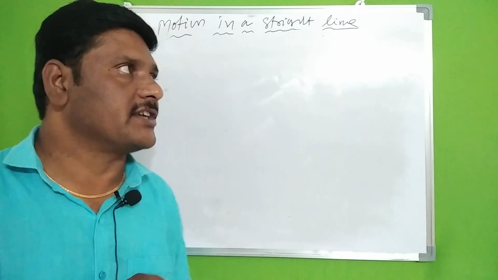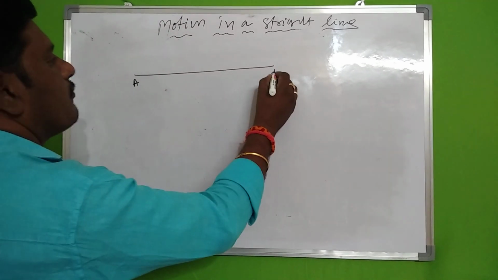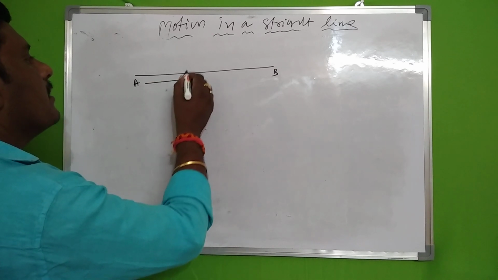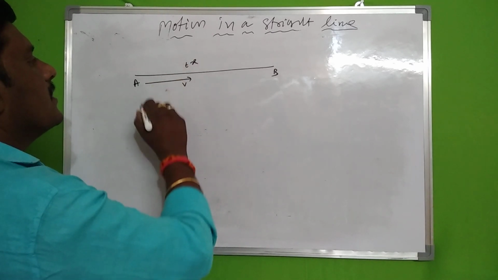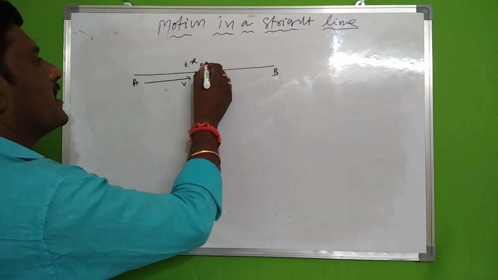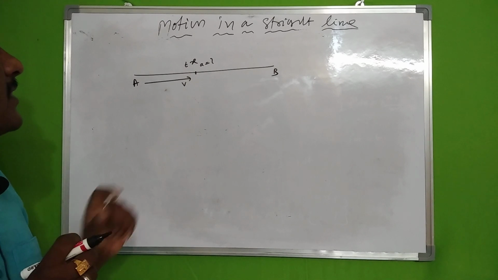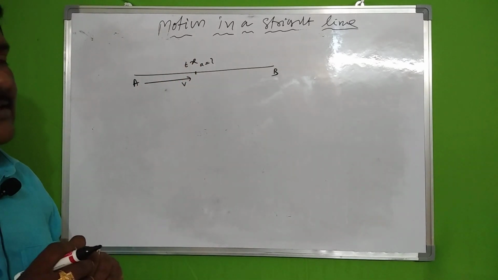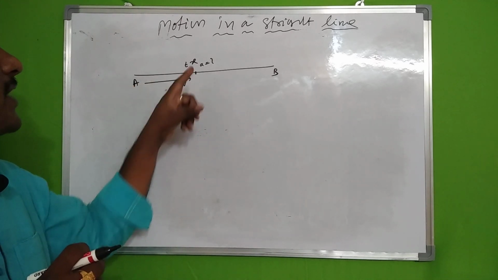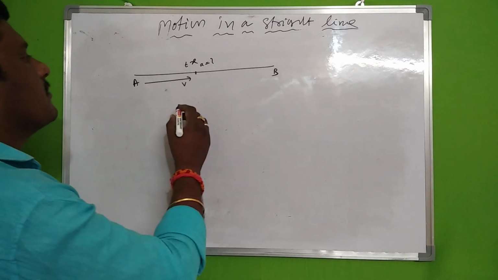For example, consider starting point A and the final position B. If a body travels with velocity v in t seconds, at some point, at a particular time t second, we require the acceleration. That acceleration is known as instantaneous acceleration. Why? Because the acceleration of the body at a particular instant of time is known as instantaneous acceleration. So we can derive the acceleration formula.